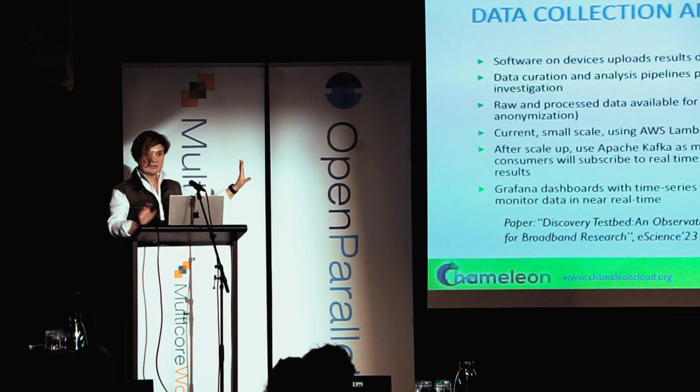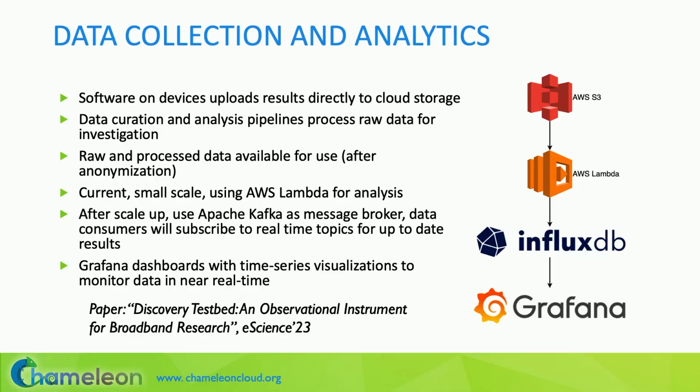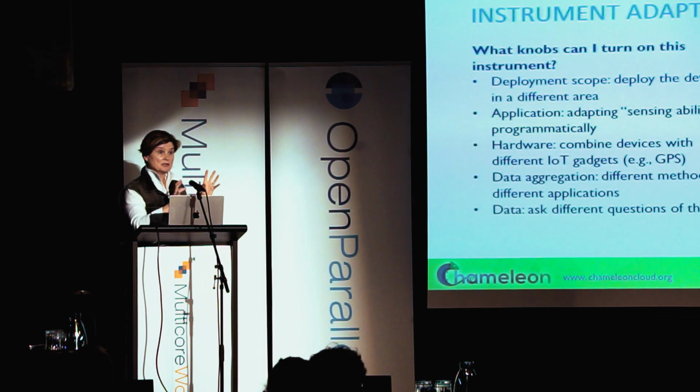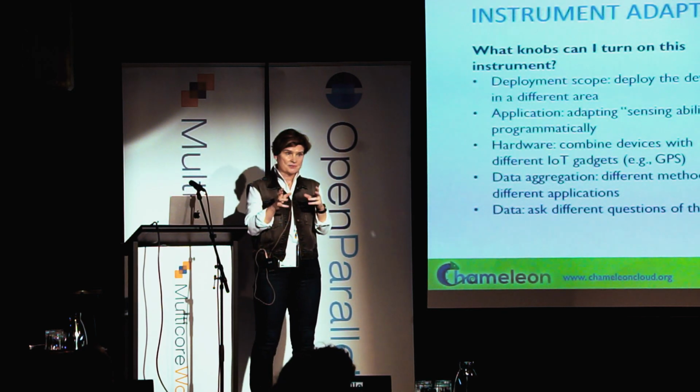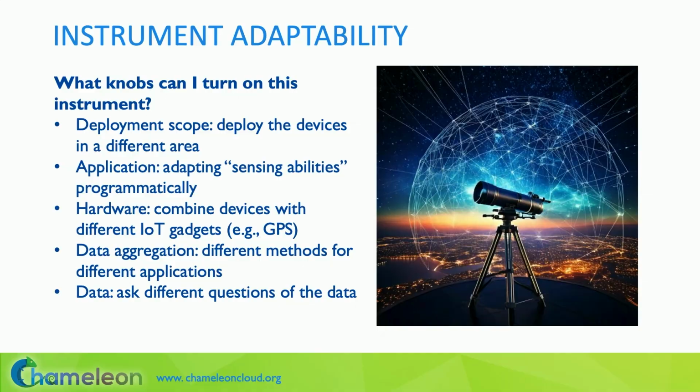Okay, so we built a scientific instrument. We built an instrument that we can deploy nationwide, and we have, to an extent. I'll talk about that shortly. How can we adapt this instrument? How can we tweak it, right? So if you have a telescope, you can adapt this telescope by pointing at a different area of the sky. You can ask different questions. You can adjust the optics, right? Well, in our case, we can deploy a different measurement application.